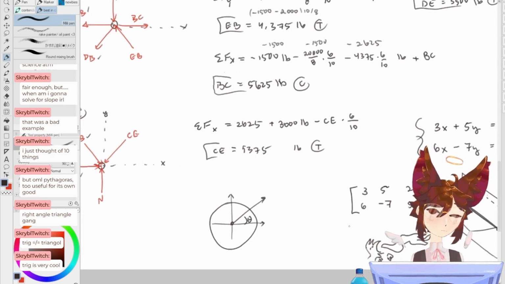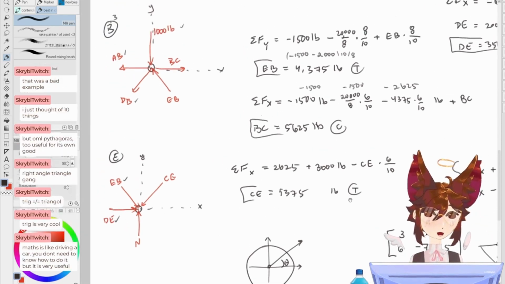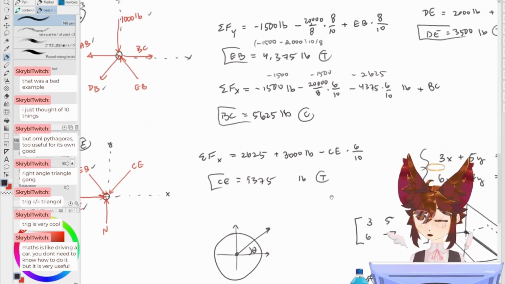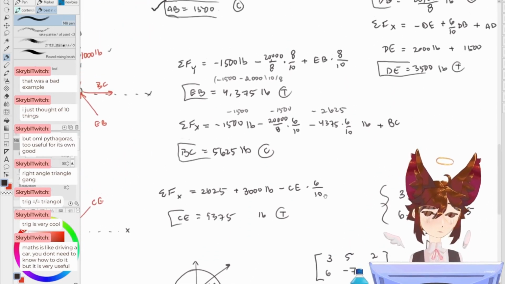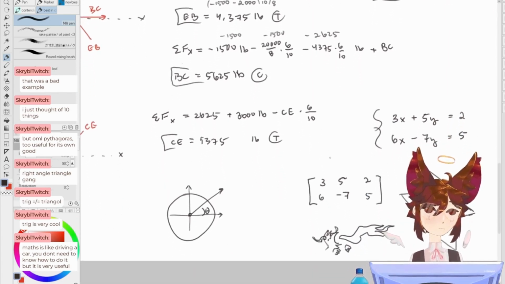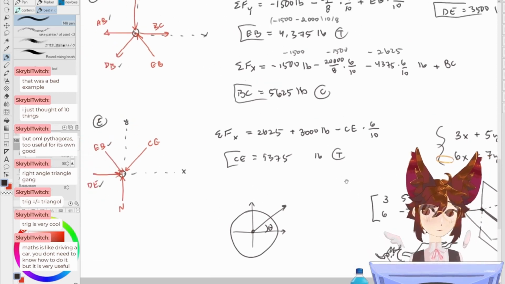I feel like I only really got a more defined appreciation of trig once I took classes that actually used it. Math is like driving a car. You don't need to know how to do it, but it's very useful. Yeah, that is kind of a good way to think of it.